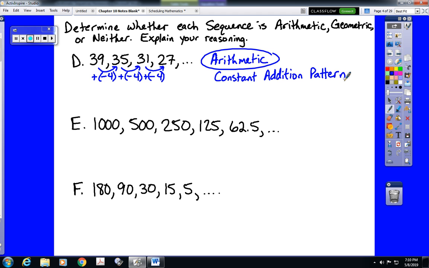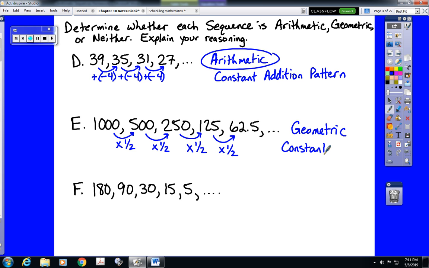On letter E, we have a constant division pattern, right? Now, the way that we're going to write that, though, we're not going to write it as division. We're going to write it as multiplication by a fraction. So since we're dividing by 2, that is the same as multiplying by 1/2. So that is a geometric sequence because it has a constant multiplication pattern.